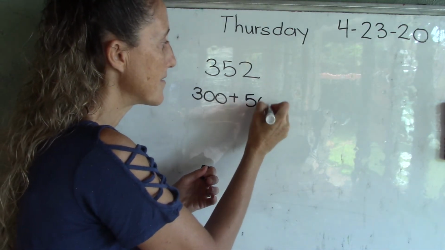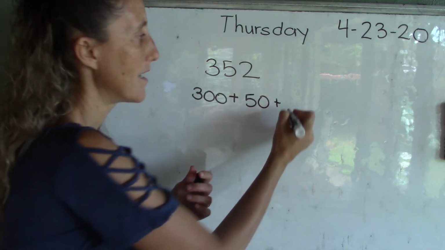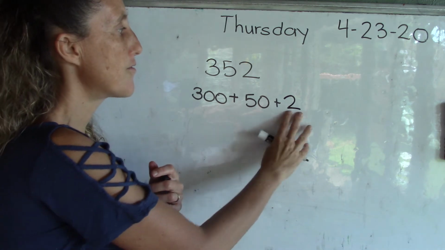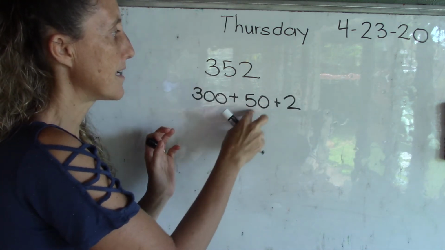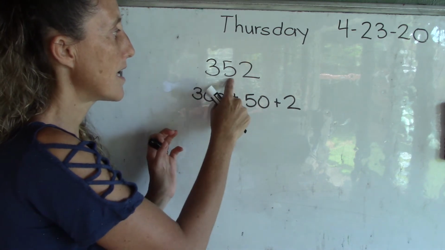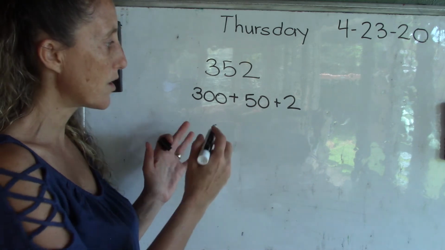So I would write 50. And then this is just in the ones place. A 2 is a 2, right? So this is expanded form. You break it apart and say what each one means. Okay, that's expanded form. You can go the other way.